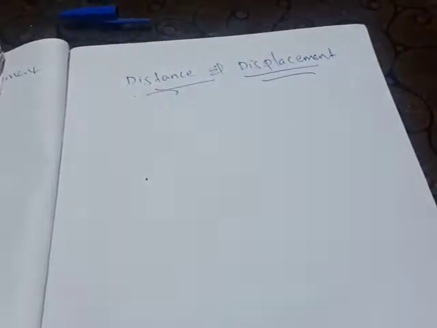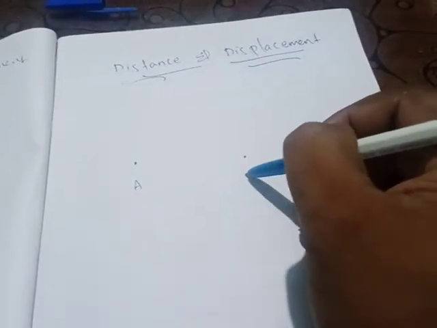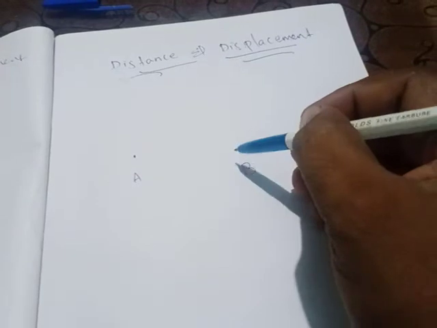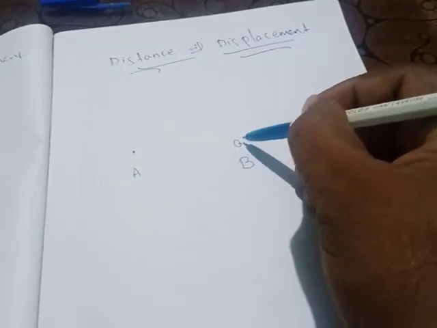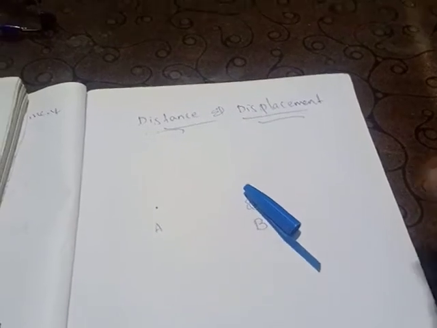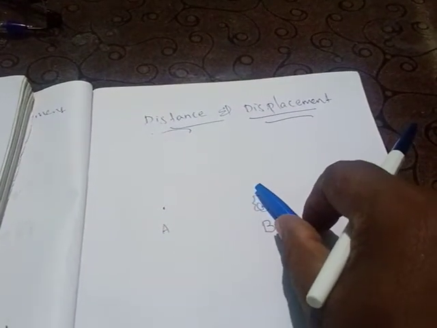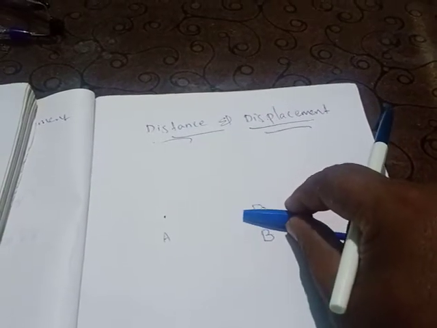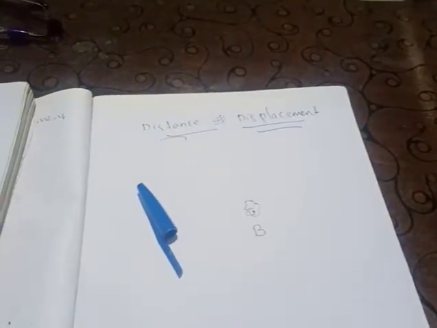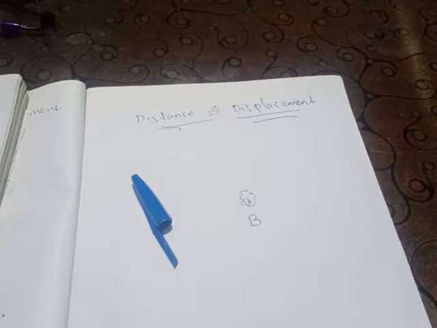Let us consider 2 points, okay? Here is one point, and this point is A. Here is another point, and this point is B. Assume that one object is there at this point A. This is the object, okay? Now you can take this object from here and keep it here. This is what we call displacement.